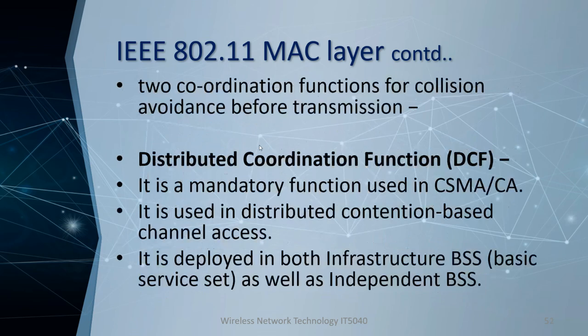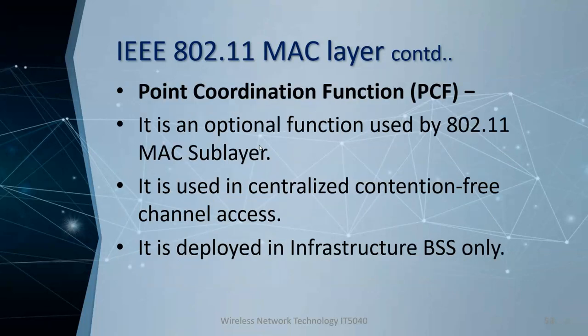Two coordination functions for collision avoidance before transmission are: the first one is the distributed coordination function, which is a mandatory function, and it is used in distributed contention-based channel access. The second one is the point coordination function. It is an optional function and it is used in centralized contention-free channel access.